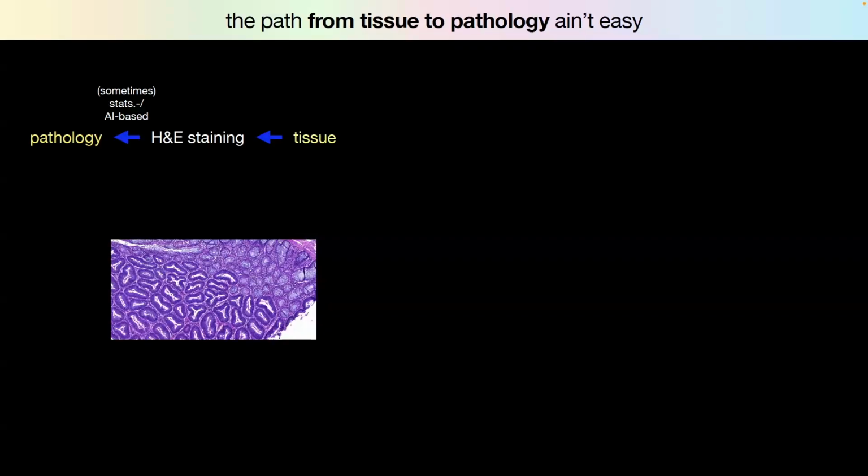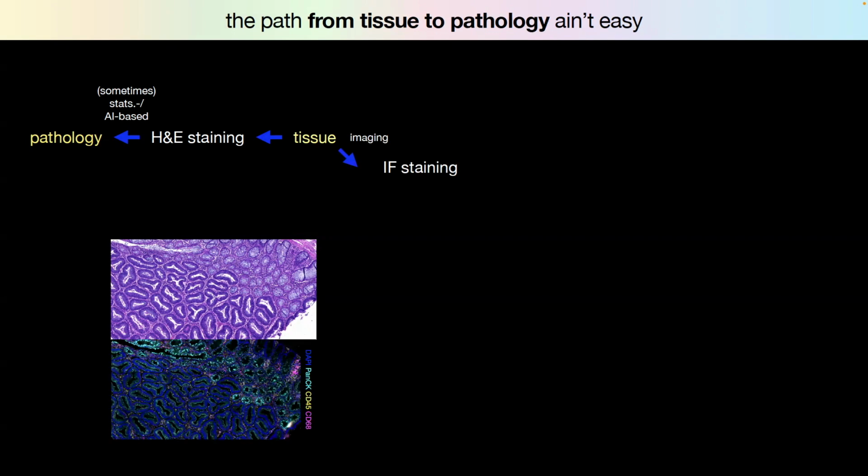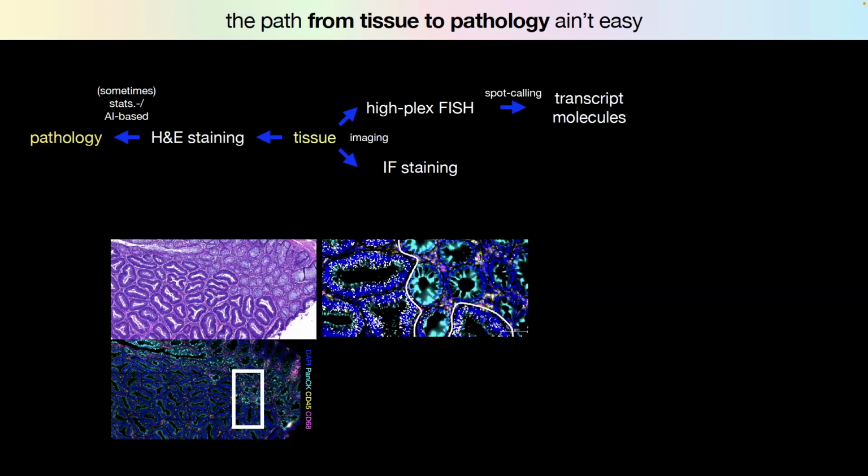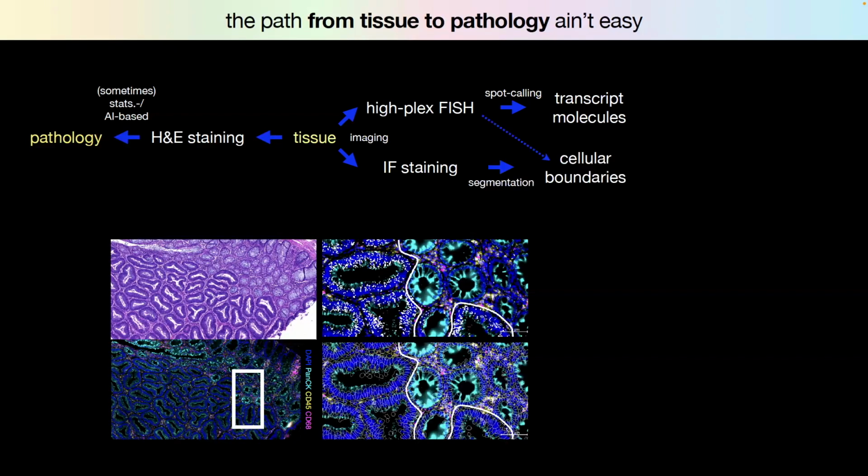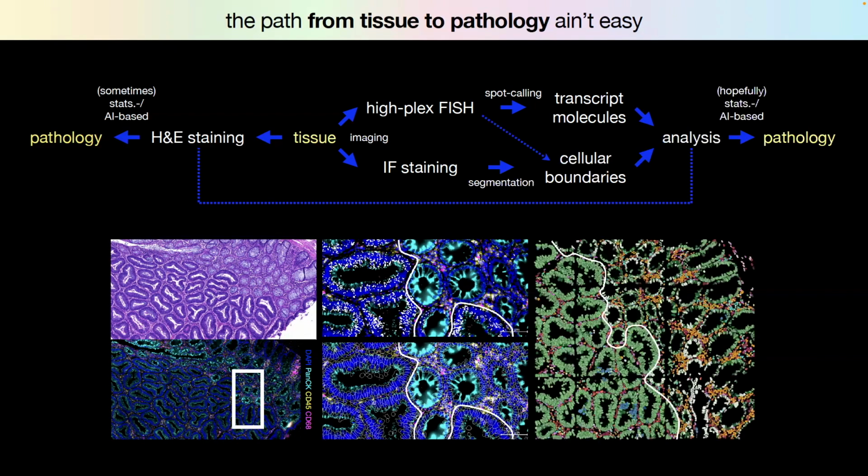So to schematize that, we have a tissue. Typically in pathology, we'll have an H&E staining, and a lot of pathology can be inferred from that by experts who've been doing pathology for decades, right? Or by AI-based approaches. On the other side, now we do imaging. We do an immunofluorescence staining maybe. We do high-plex FISH, so then we get all of these molecules, as was shown in the previous lecture. We do segmentation, we get these boundaries, and then we can count the transcripts, and that's the analysis that we in the end want to do.